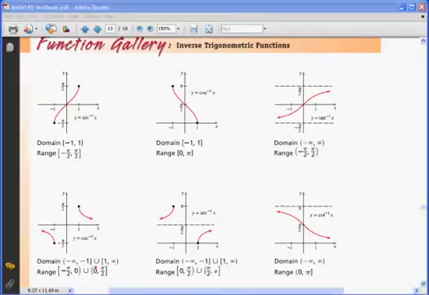Now let's look at the graph of the inverse cotangent and inverse tangent. This is the graph of the inverse tangent, and this is the graph of the inverse cotangent. Let me copy the graph of the inverse tangent and then paste it to this rectangular plane. So we have the graph of the inverse tangent like this.